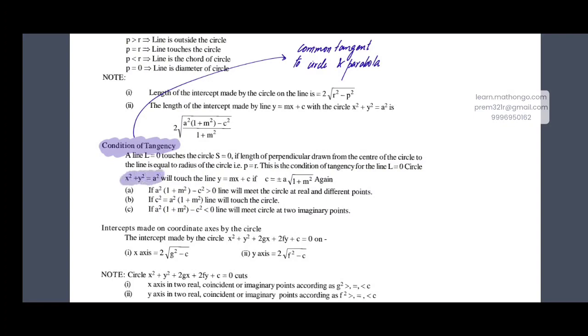क्या है फॉर्मूला? x square plus y square equal to a square, standard form of circle. y is equal to mx plus c, standard equation of a line in the slope form. What is the condition of tangency? c square is equal to a square times 1 plus m square, or c is equal to plus minus a under root 1 plus m square. क्या मतलब है? प्लस माइनस क्यों आ रहा है सर?